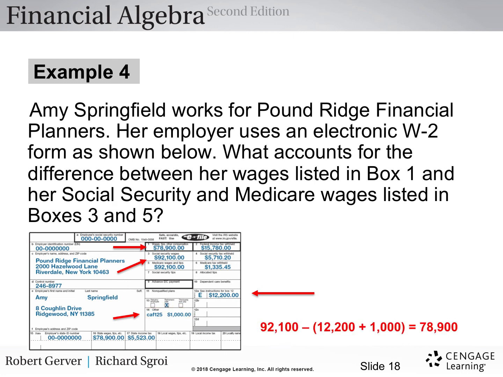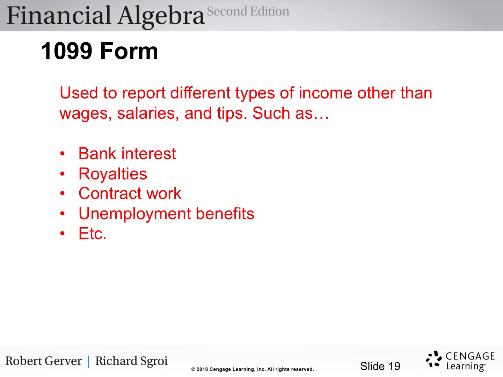And you can see that from this calculation right here that I've written out. So $92,100 minus these two deductions comes out with the wages, salaries, and tips of $78,900, which is in box 1. And this is where the actual taxes are calculated based on this amount rather than the $92,100 amount.